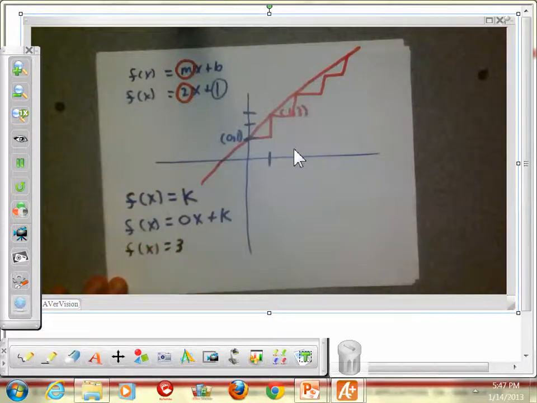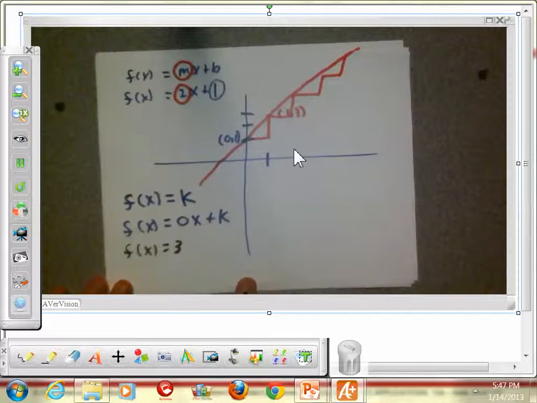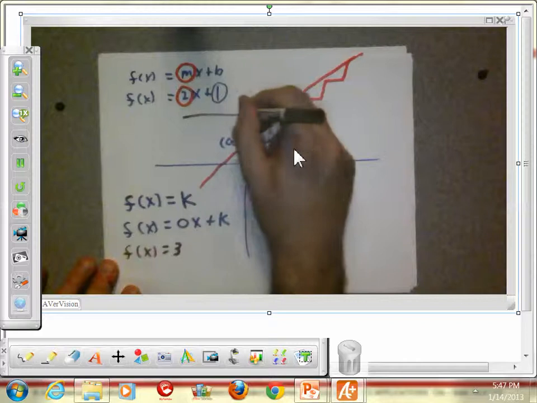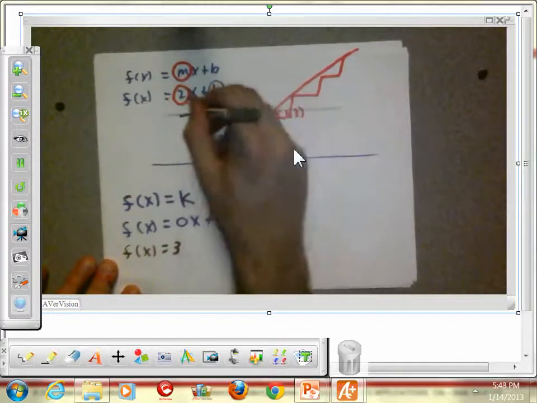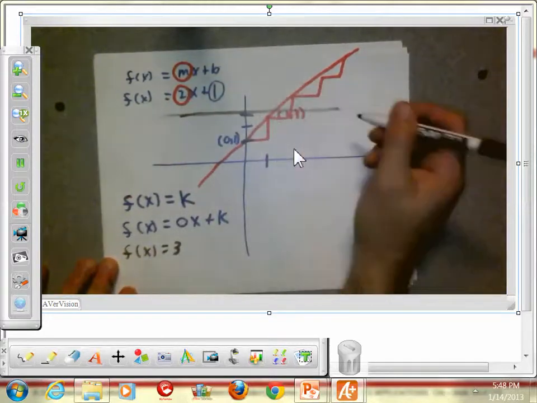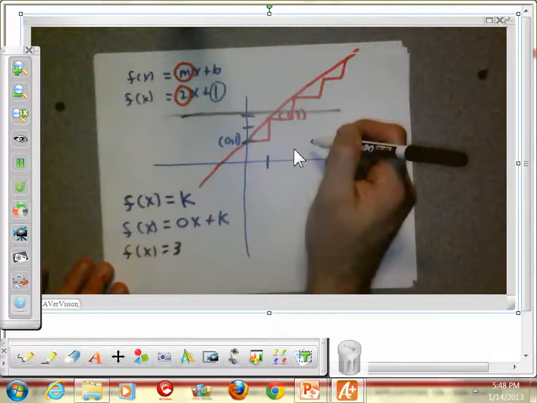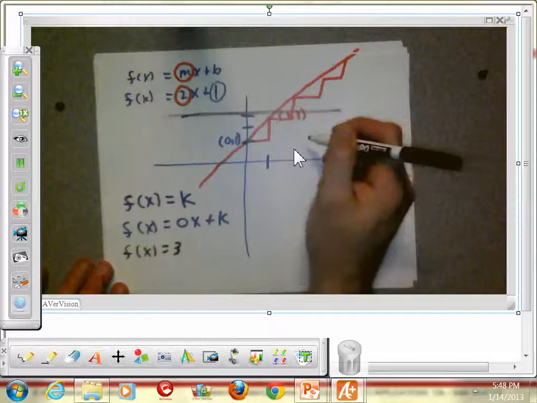Okay? That's our constant line, so if we want to plot that, this tells me that no matter what x is, the function value on the y-axis, or f of x, is 3. So I'm just going to come up to 3, and we're going to draw this. The slope of this line has to be 0. It doesn't go up or it doesn't go down, right? No matter what x is.